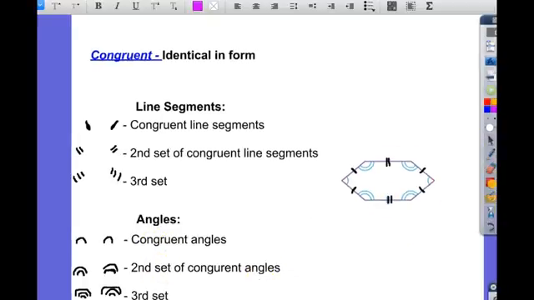And I just noticed that I misspelled this. Let me fix that really quick. Congruent. All right.